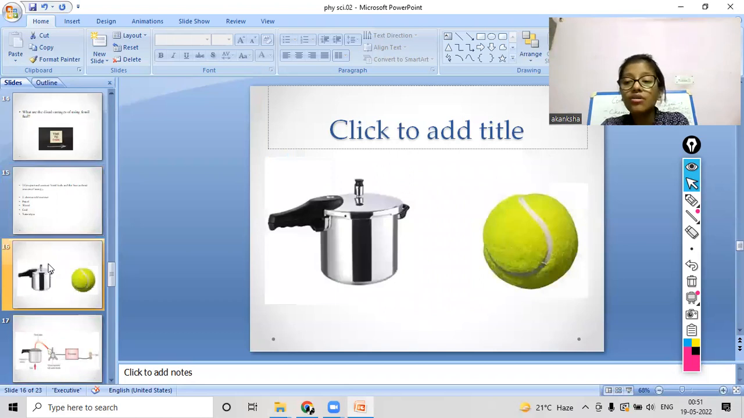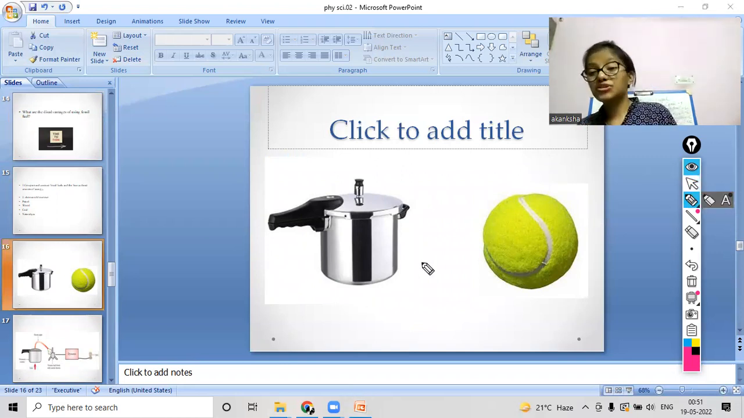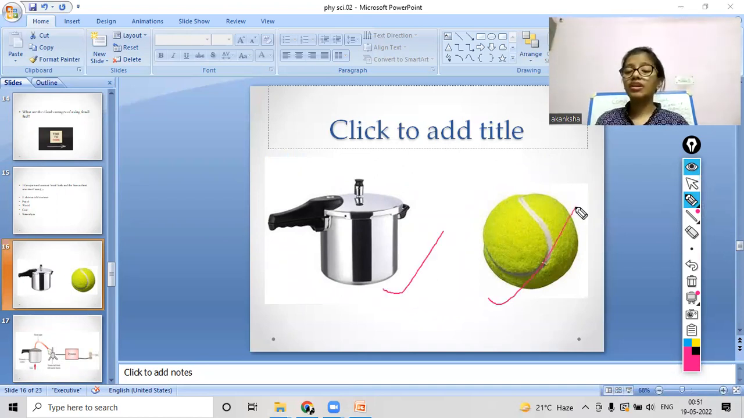Okay. So as we are moving forward, what do you see in the slide in front of you? What two objects are you seeing? Yes, one is the pressure cooker. Very good. What else are you seeing? Second is the ball. Yes, very good. So now you must be thinking, why am I showing you both of these things instead of showing you any source of energy? We will see it right now.